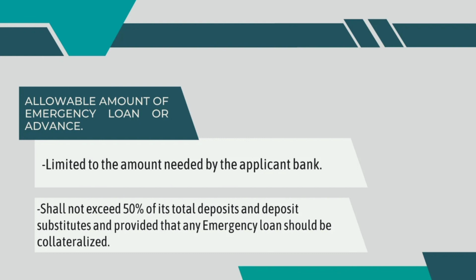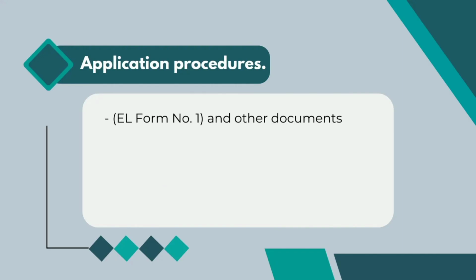So ngayon, paano ba nila malalaman kung magkano ba ang total deposit at deposit substitute ng isang banking institution? So dito na ngayon papasok ang application procedure. Katulad nung sinabi ko kanina na hindi lahat ng nag-a-apply for an emergency loan is natatanggap dahil need muna nilang dumaan for an application procedures. Dito yung paraan kung saan nagpapasa or nagsasubmit sila ng maraming documents. Example for documents na need mong ipasa is EL or L form number 1. Kailangan mong magpasa ng mga documents and forms para malaman ng central bank kung dapat ka bang bigyan ng emergency loan.